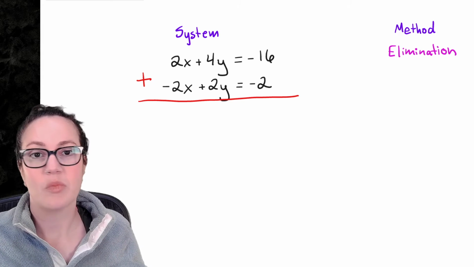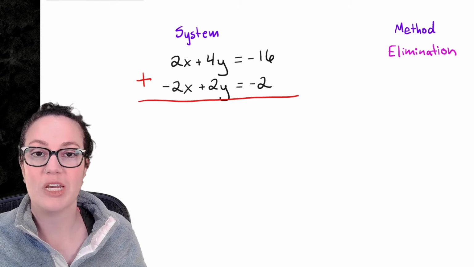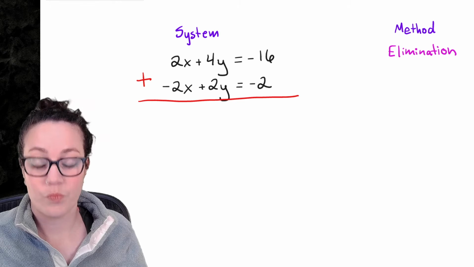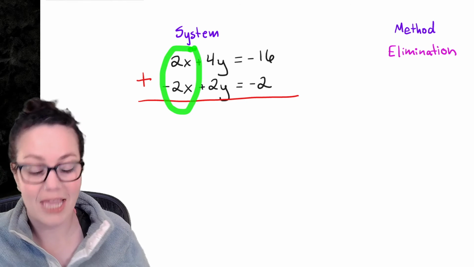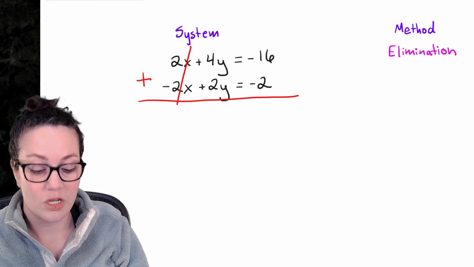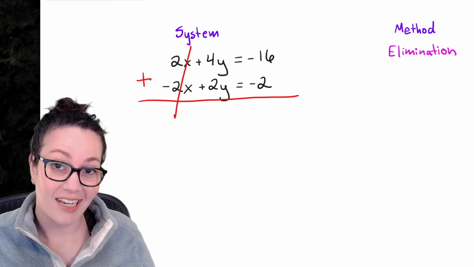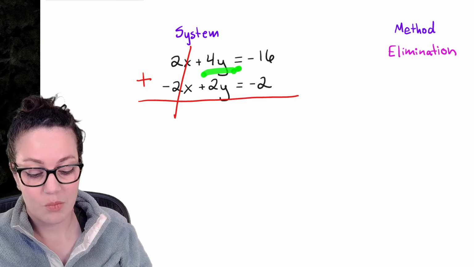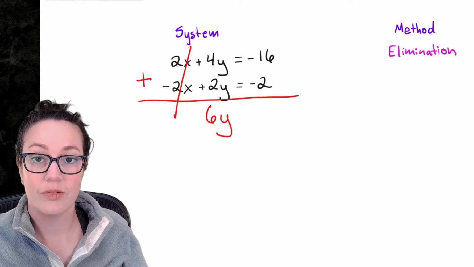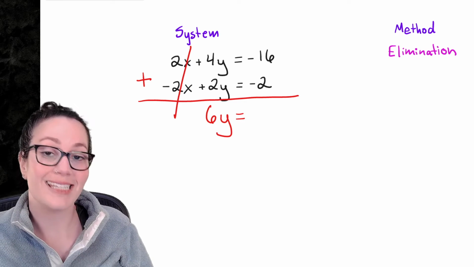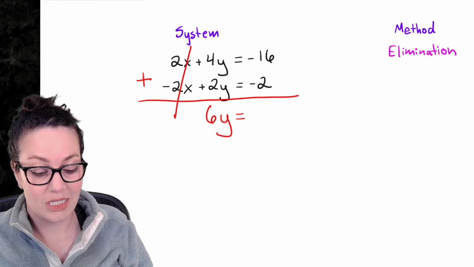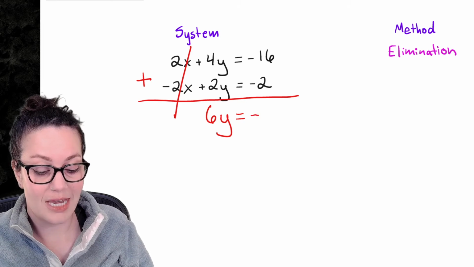Again, it looks like a kind of strange version of the addition we learned many years ago. Then we just add the like terms together. So 2x plus -2x, those cancel each other out. They're opposites. So x's are eliminated. Then we have 4y plus 2y, so we end up with 6y total. The equal sign stays in the same place. And then we add our constants. So -16 plus -2 is -18.